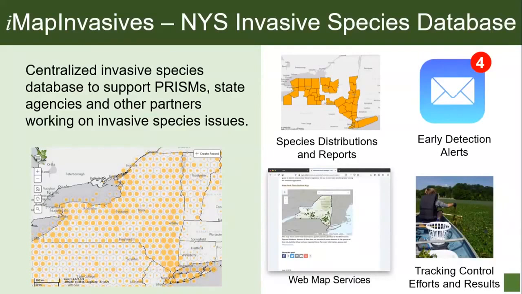iMap allows you to view species distributions and generate reports. You can sign up for early detection alerts for species and areas you're interested in. If you are a GIS person, you might be interested to know that our data is available as a web map service. And very important, something we'll be talking about today, is that you can track control efforts and results. All of this, of course, is in addition to being able to report invasive species data to iMapInvasives.